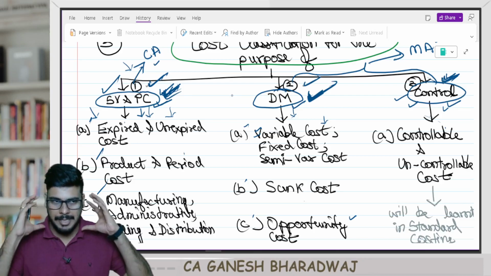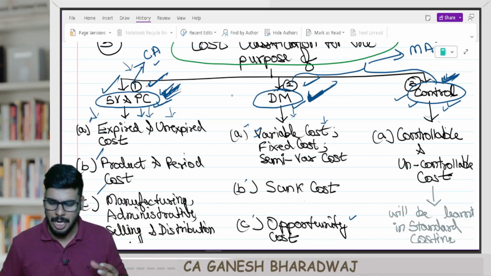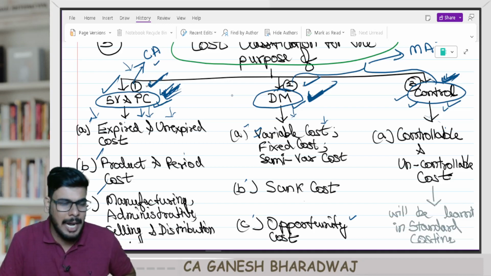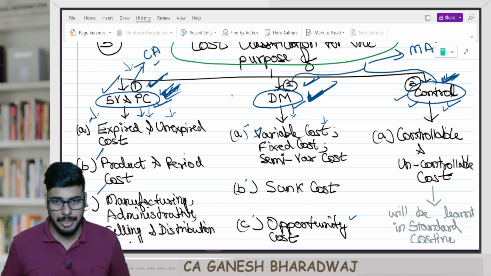Clear with this? I'm just telling this to you to give you a big picture so that you can get an idea about the subject. The predominant portion of our syllabus revolves around stock valuation, profit computation, and decision making. To some extent, control has a very limited role here. That is also equally important. Doesn't mean it's not important. Clear with this, guys? Right?